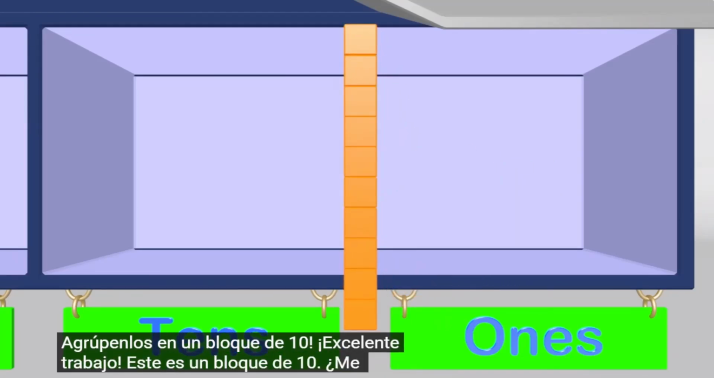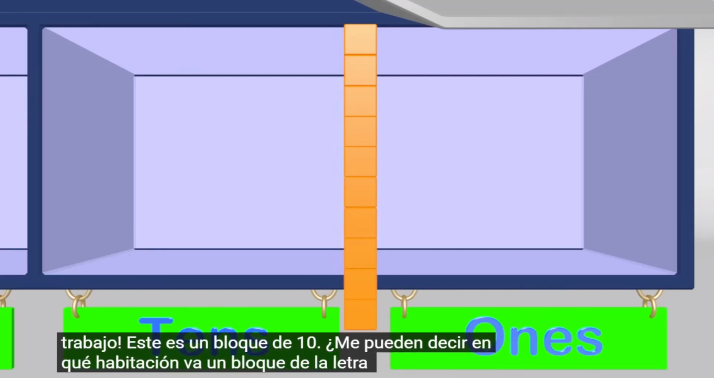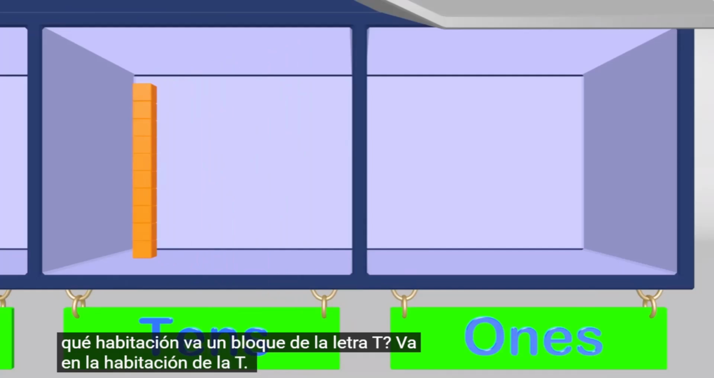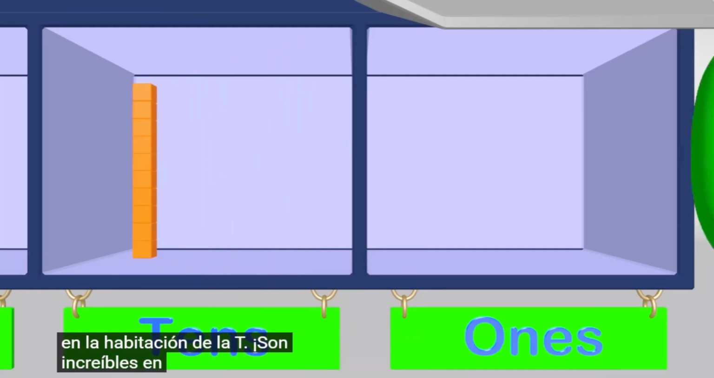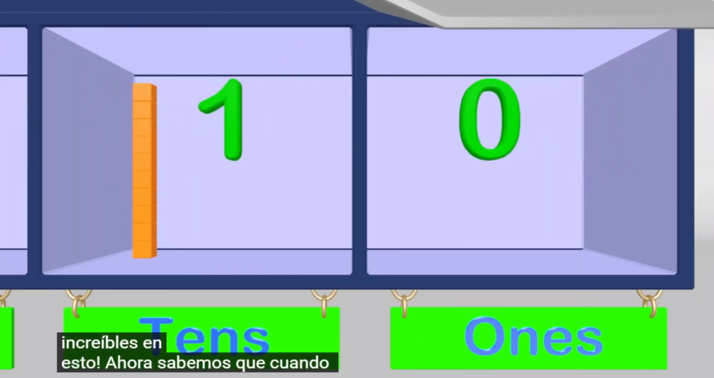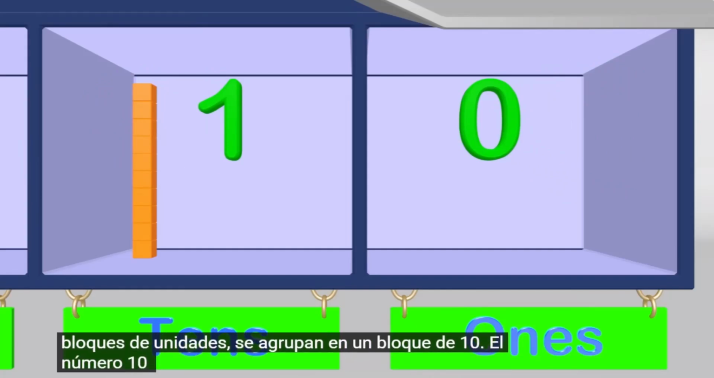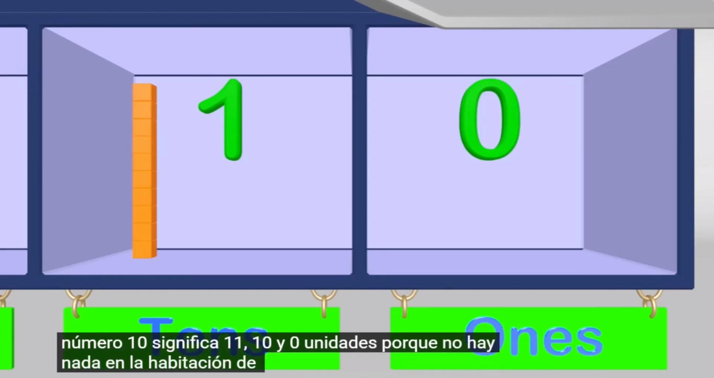This is a tens block. Can you tell me which room a tens block belongs in? It belongs in the tens room. You guys are amazing at this. We now know that when we have 10 ones blocks, it is grouped into a 10. The number 10 means 1 10 and 0 ones because there is nothing in the ones room.